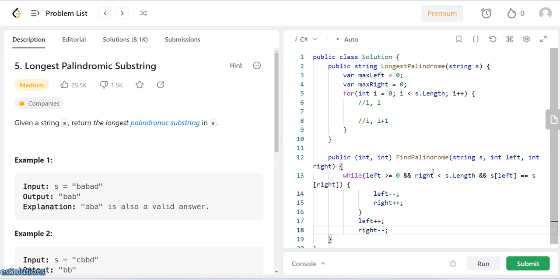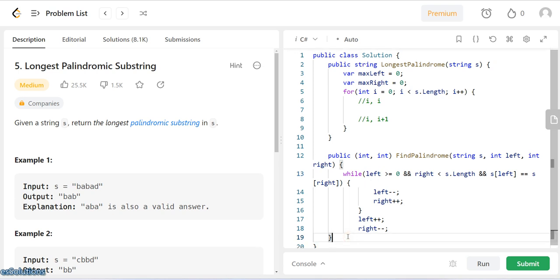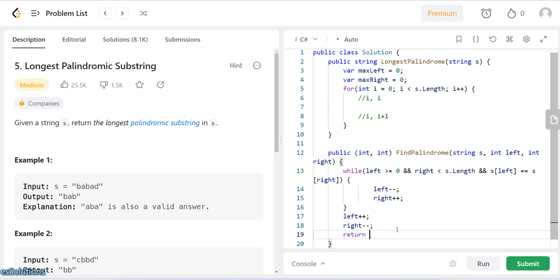On the left side I'm checking, and at the end of the day, what we want to do is return our answer. So just to format it properly, we just want to return our left and our right as a tuple. Once I call find palindrome, for the string, I'm starting from the same point.